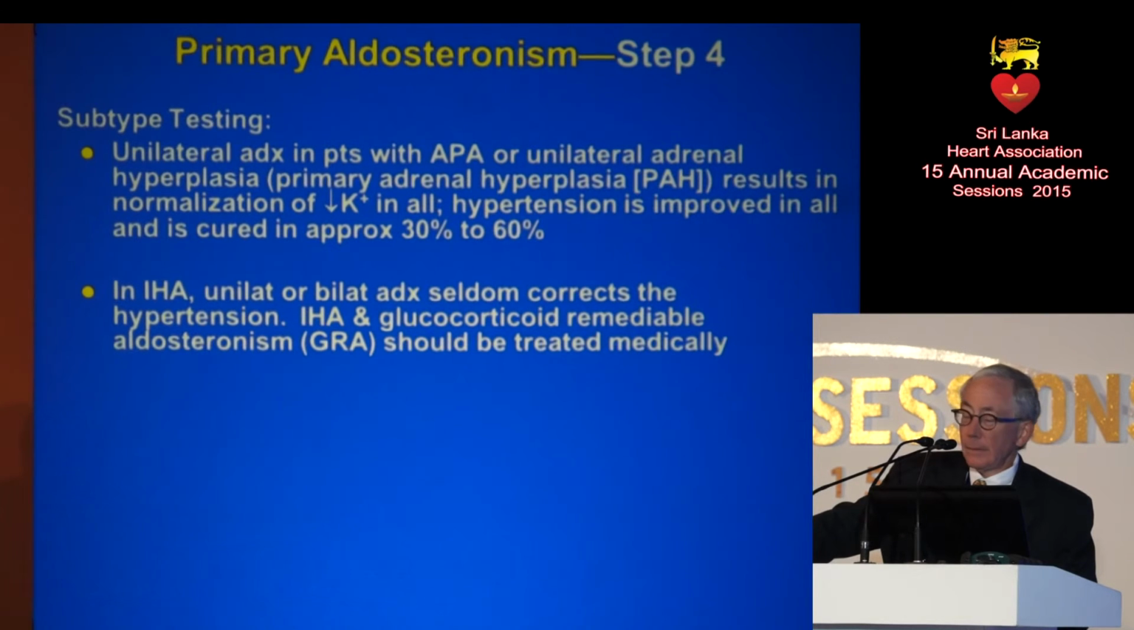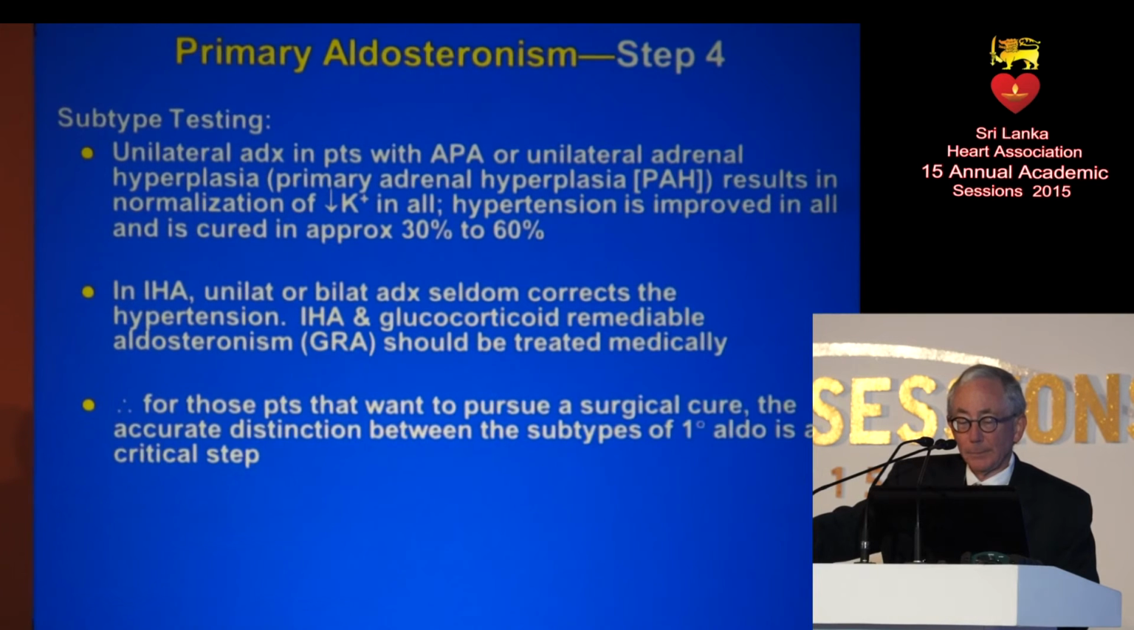So in idiopathic hyperaldosteronism, appreciate that removing one or both of the adrenal glands may correct the blood pressure, but you may not really be doing the patient a favor by removing both of their adrenal glands. The reality is they need to be treated medically.